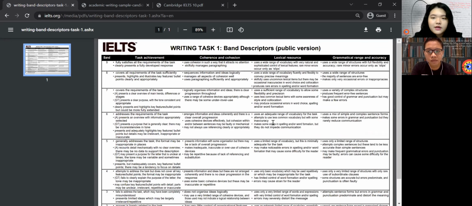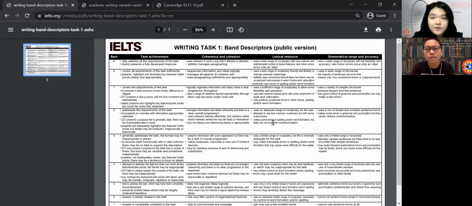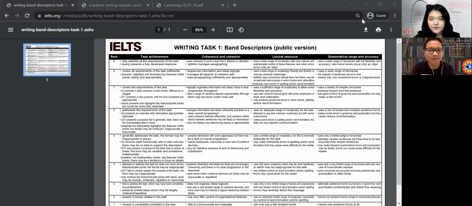Okay, so those are the assessments of IELTS, particularly writing task 1. For writing task 2, it differs in this aspect. It's not task achievement, it's task response, because the nature of the question is different. Okay, we're going to discuss task 2 later, in the next meeting. For now, let's focus here. Okay, let's go back to your work.